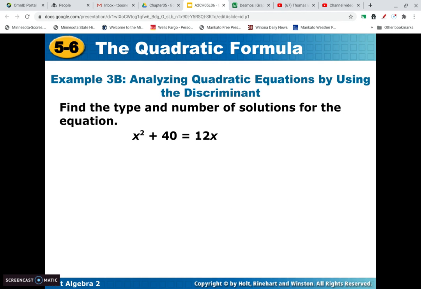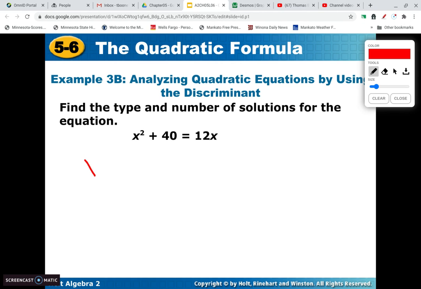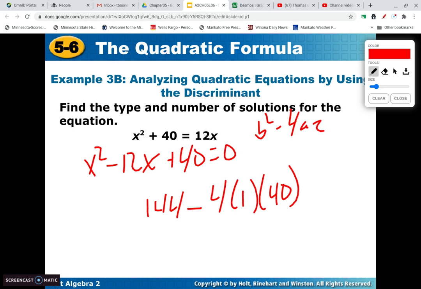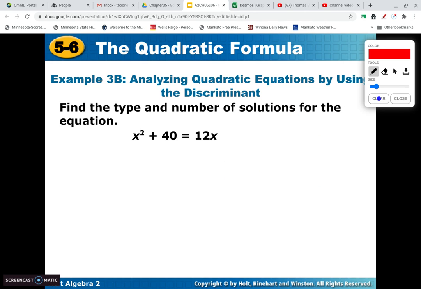All right, let's try the same kind of thing over here. X squared minus 12x plus 40 equals 0. So if I do the discriminant, again, we get 144. That's the b squared minus 4ac part. So minus 4, a is 1, c in this case is 40. Well, it's 144 minus 160, that's -16. So in this case, there's no real solutions. There'd be 2 imaginary solutions is what we would have there.